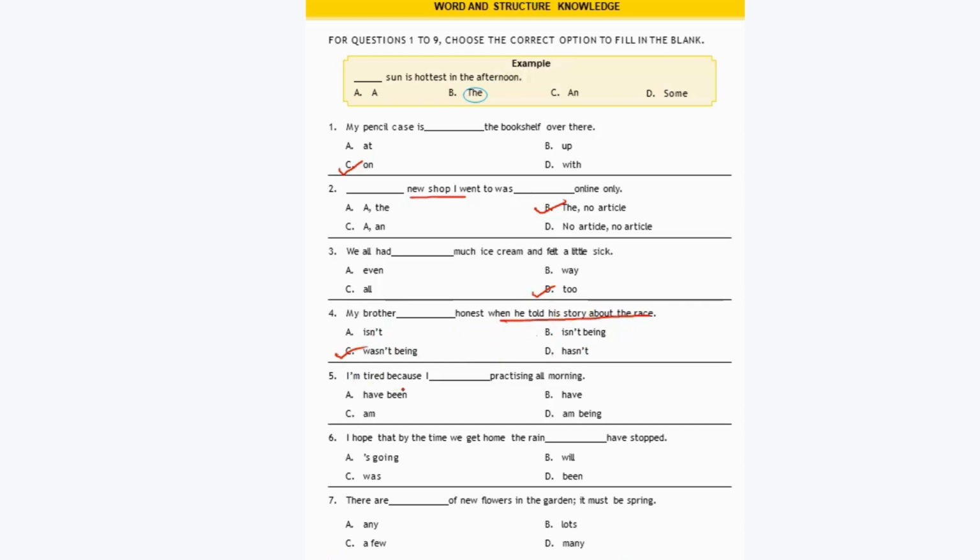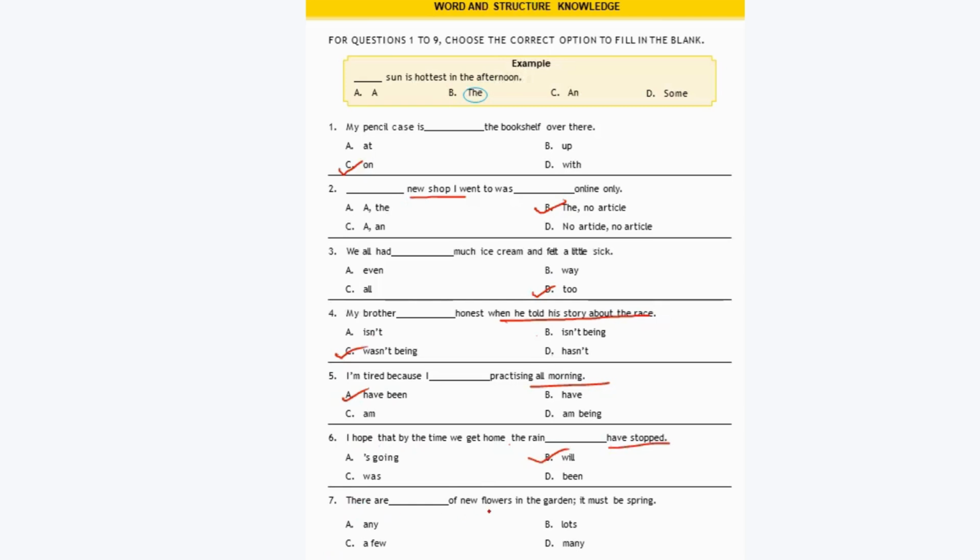Next, "I'm tired because I dash practicing all morning." So what have you been doing all the morning? It should be: I'm tired because I have been practicing all morning. So this is your correct answer. "I hope that by the time we get home, the rain dash have stopped." You're talking about the future tense, so the rain will have stopped is your correct answer.